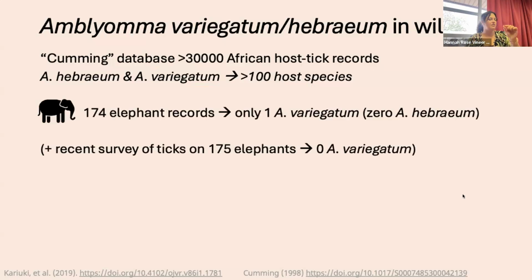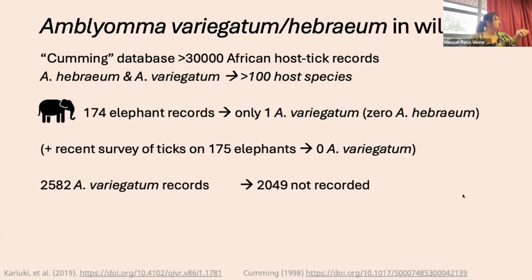If we pick out the elephant records, in that whole data set, there's only 174 elephant records. And within those, there's only one Amblyomma variegatum. So it's not impossible for Amblyomma variegatum to infest elephants, but it's very rare in this data set. And there was a recent survey in a few countries, including Zambia and the DRC, of 175 elephants, and they didn't find any Amblyomma variegatum.